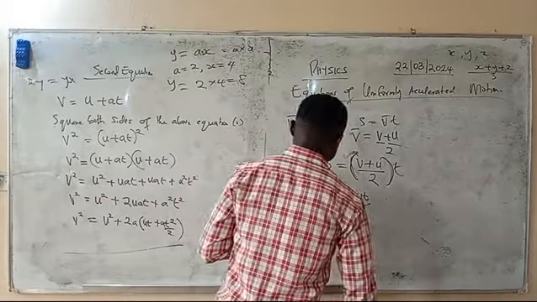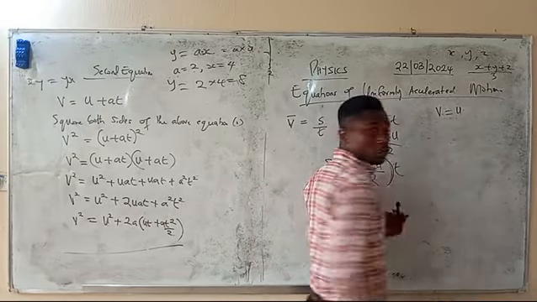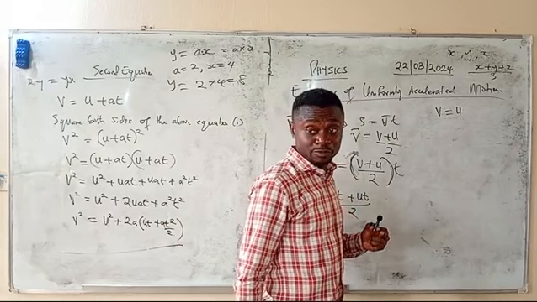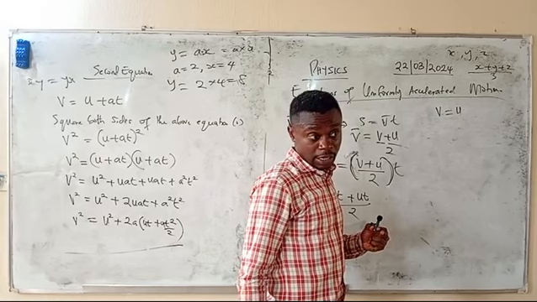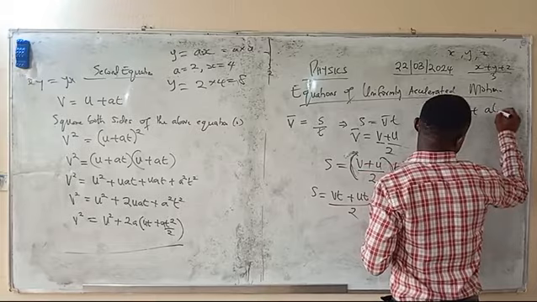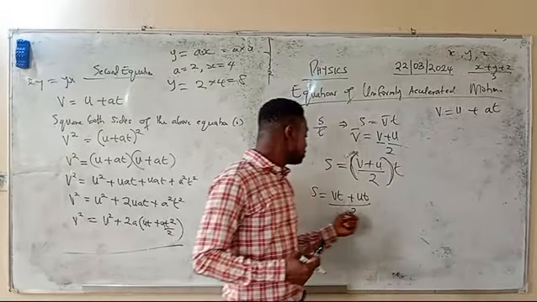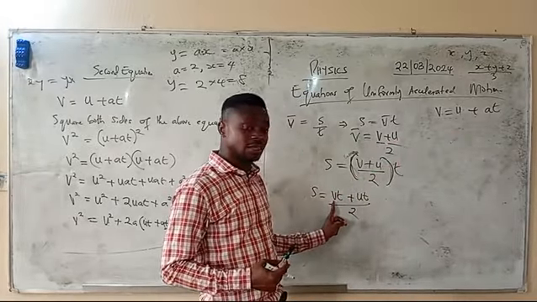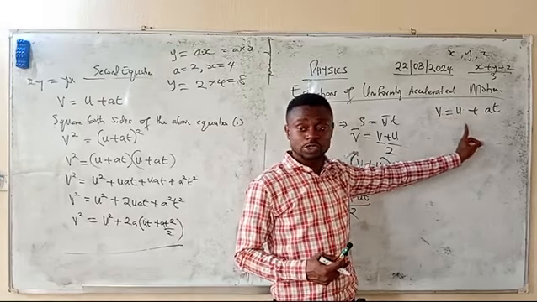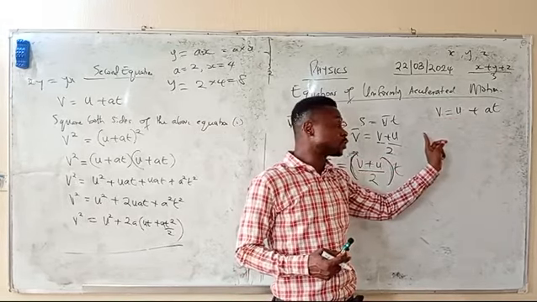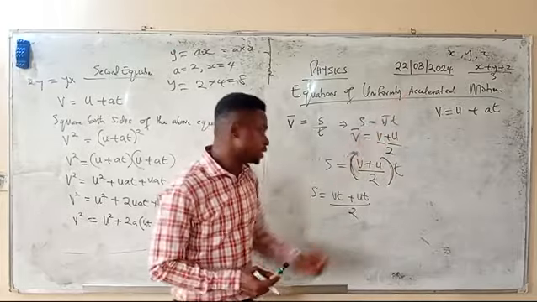Now remember, from the first equation, we already know that V is equal to what? U plus AT. So this is from the first equation I proved here. V is equal to U plus AT. So we'll now replace anywhere we see V in this equation with U plus AT. Because V is equal to U plus AT, anywhere we see V, we replace it with U plus AT.